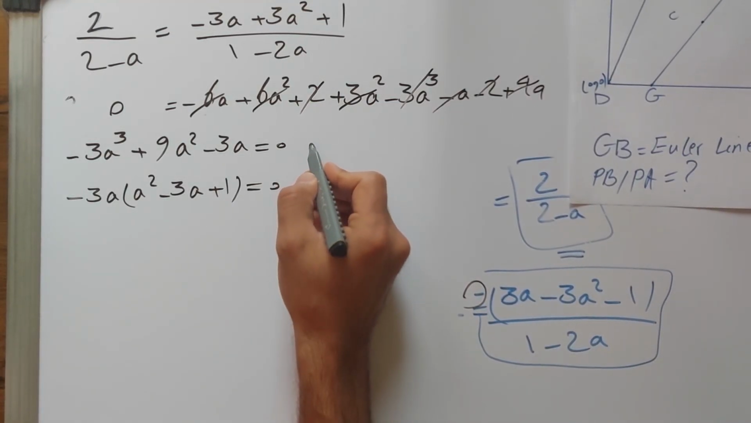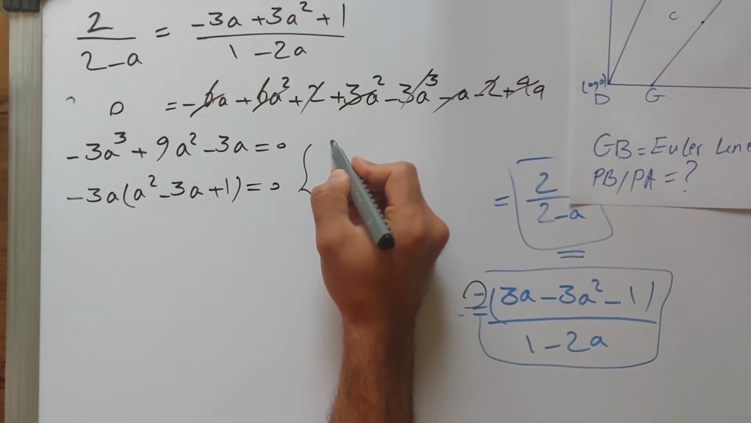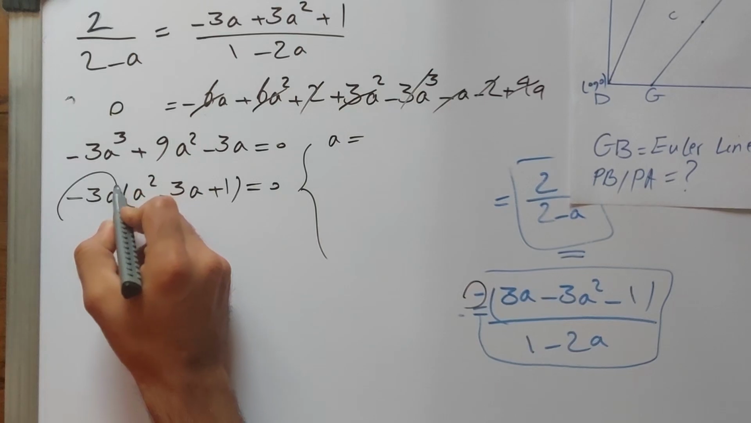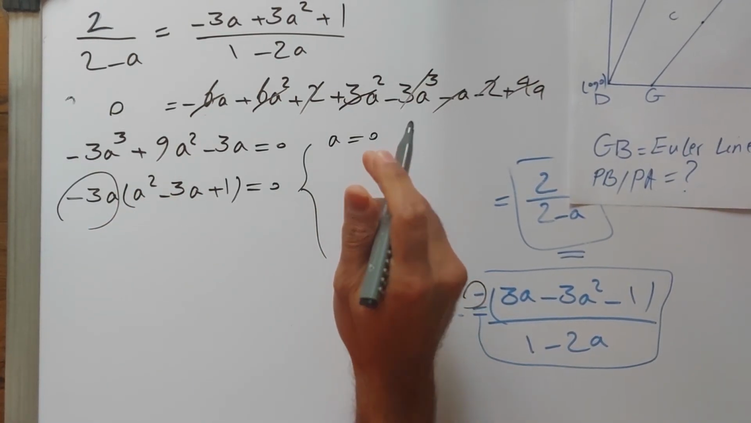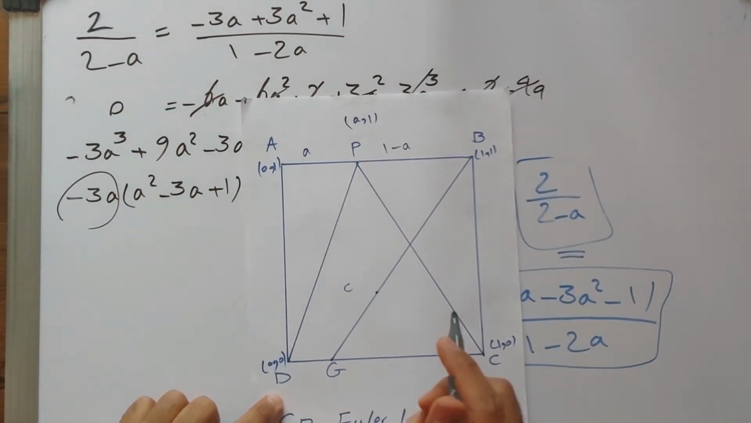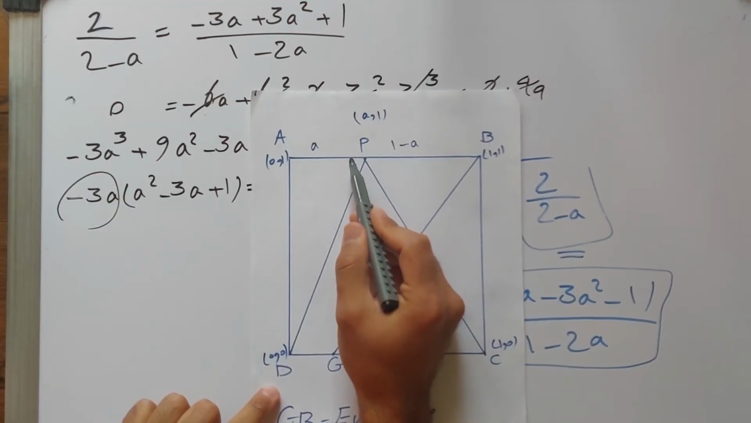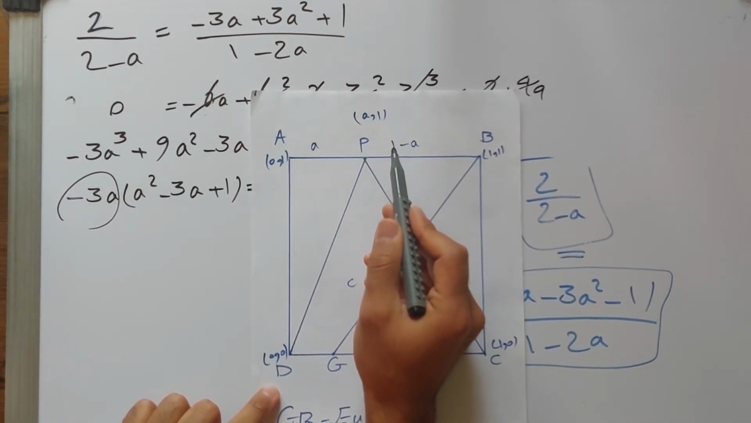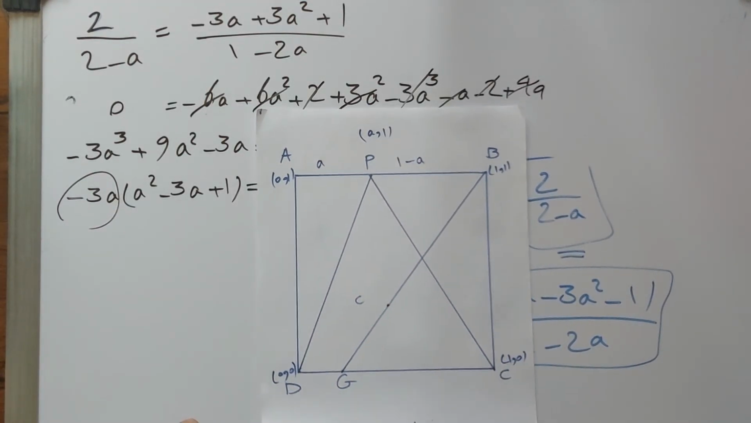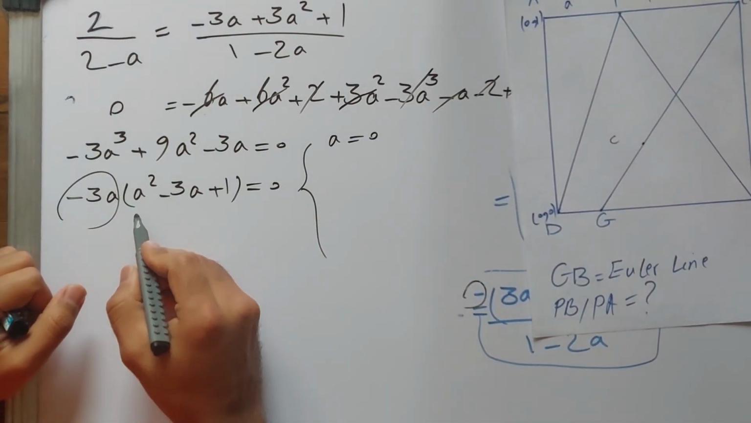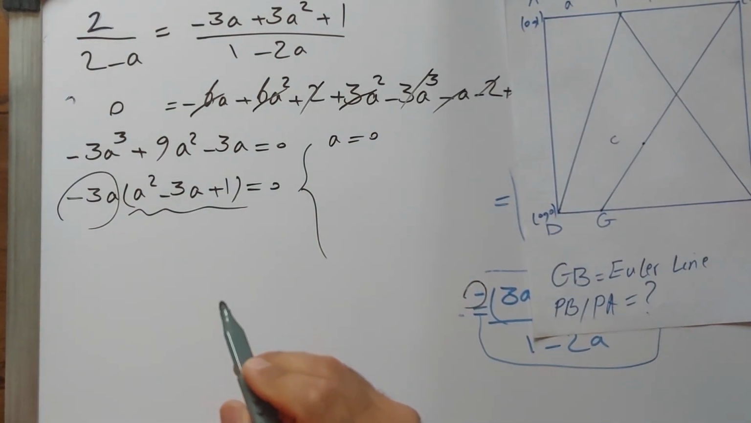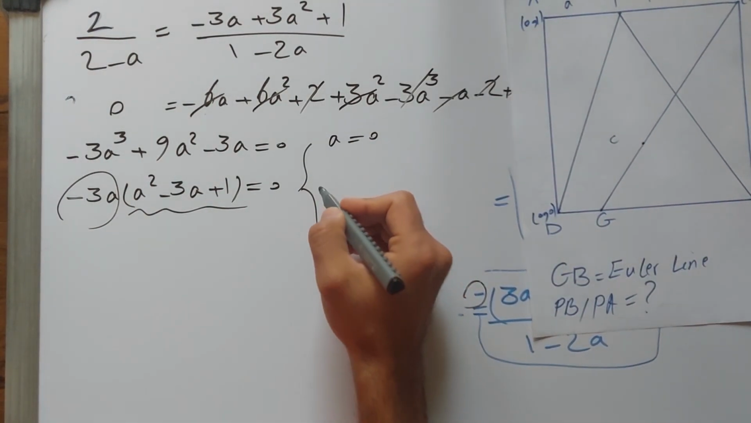So that's right. So in this equation, a could be 0 because minus 3a could be 0. And it doesn't make sense because in geometry, a cannot be 0. A length has a positive value. It cannot be 0. So this is not our answer. This bracket is a quadratic equation. Then we can easily solve for that.